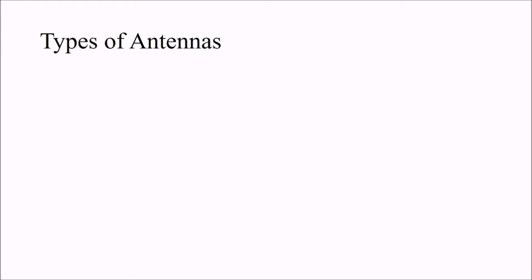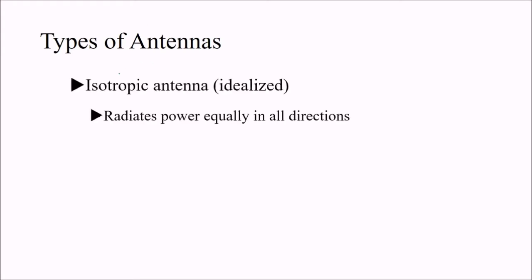So how many types of antennas can there be? We have the isotropic antenna. This is an ideal antenna. It transmits omnidirectionally, which means it radiates power equally in all directions. So if you come to this point and this point, they both have similar power.